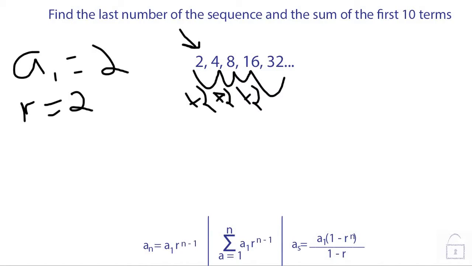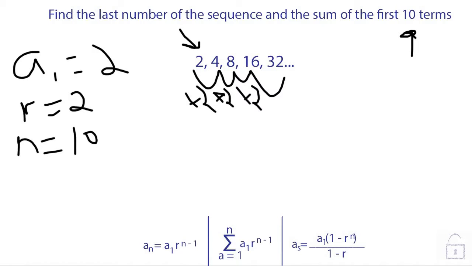Alright, now we have the last variable, n. n stands for the number of terms. We have to find the sum of the first 10 terms, and so our 10th term would be the last number. So we need to take the number of terms minus 1. So our n is right there.